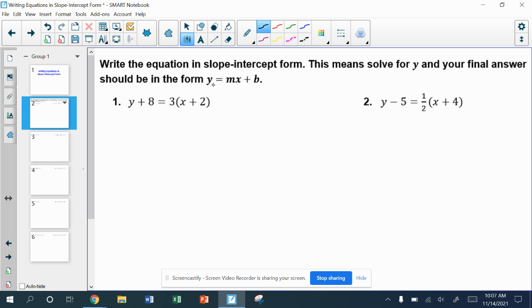So when we look at slope-intercept form, it should look like this, right? We should get the y all by itself on the left side of the equal sign. Right after the equal sign, we'll have the thing with the x, and then at the very end, we'll have the b, which is the constant, the regular number that's all by itself.